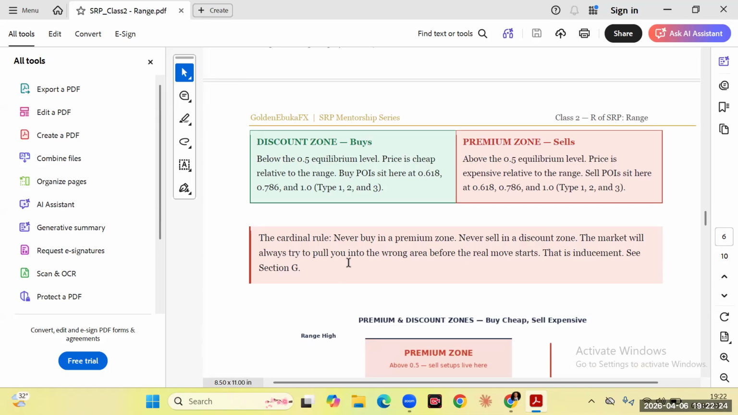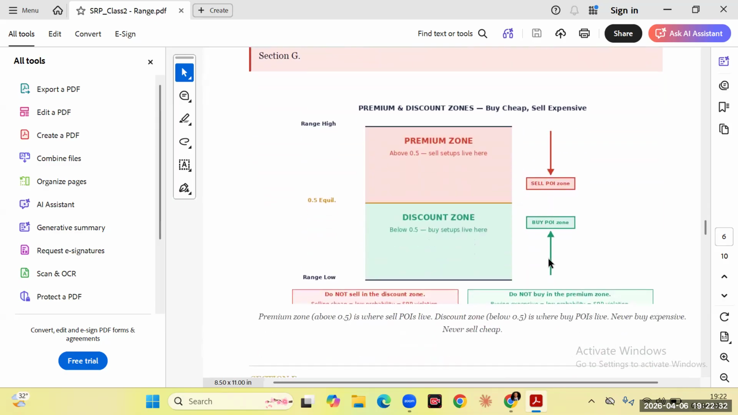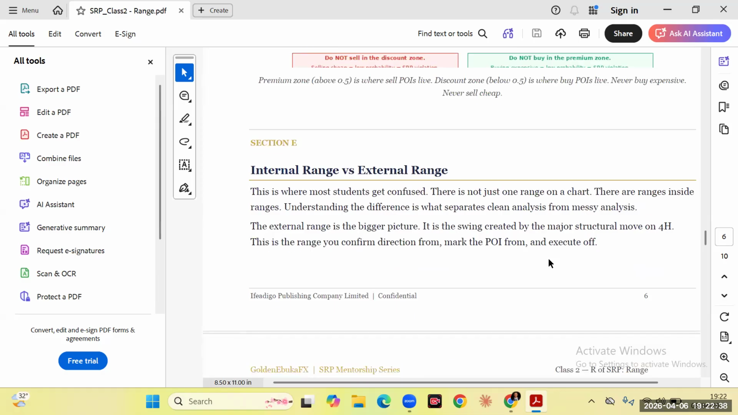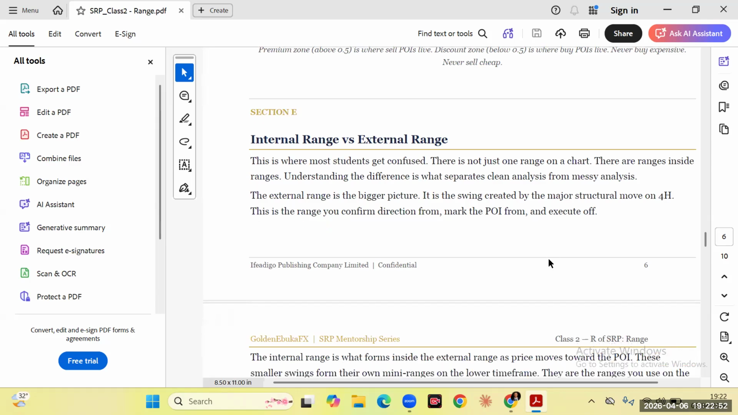The market will always try to pull you in the long direction before the real move starts. That is inducement. If price has not cleared liquidity, you are the liquidity. So let's talk about internal range and external range. This is where a lot of traders get confused. You don't have one range on the chart. We have several ranges on the chart. There are ranges inside ranges. When you understand that difference, it will separate you from traders that are struggling in the market.